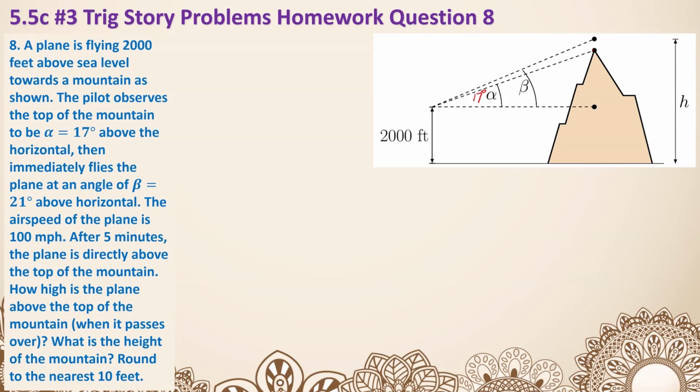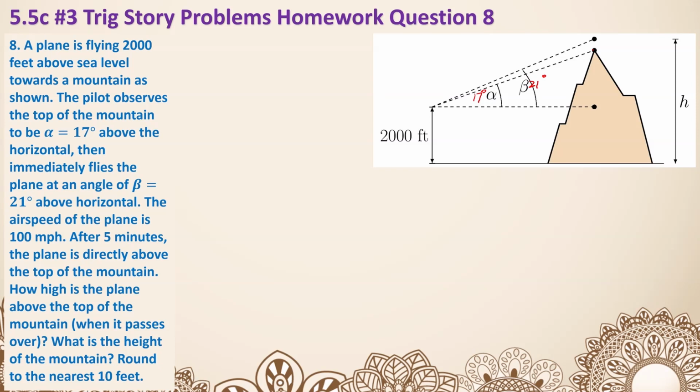Then immediately flies the plane at an angle of beta equals 21 degrees. So this is 21 degrees above horizontal. The airspeed of the plane is 100 miles per hour. After 5 minutes, the plane is directly above the top of the mountain. And the question is asking, how high is the plane above the top of the mountain when it passes over? And what is the height of the mountain?